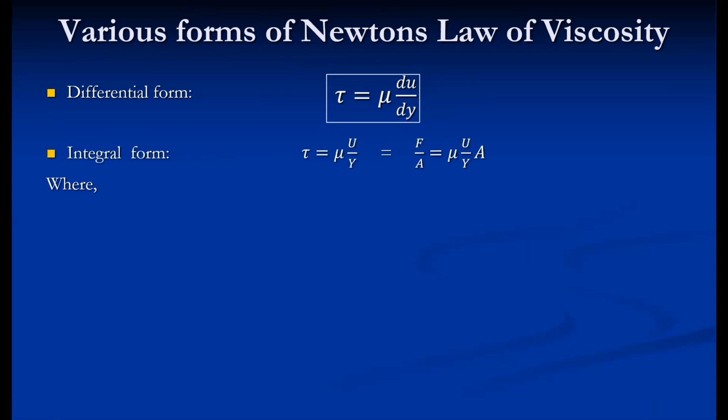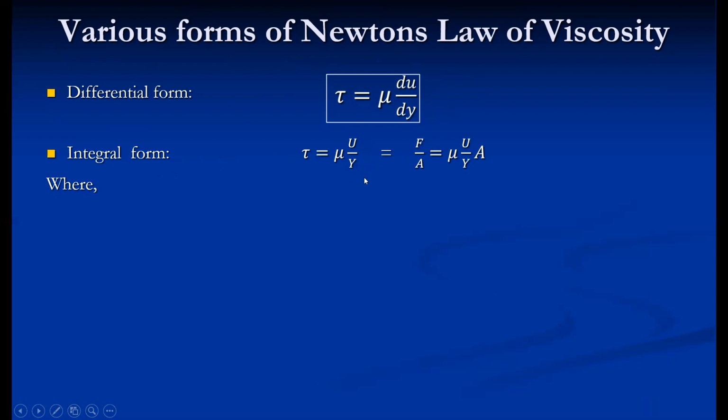There are various forms of Newton's law of viscosity generally required for solving problems. This is a differential form, the original form, where the velocity gradient du by dy is given. This equation is generally used if small u is given in terms of y. Otherwise, the integral form is used, if du is capital U minus 0 and dy is capital Y minus 0 in the previous diagram.